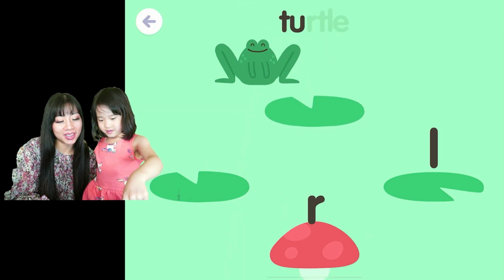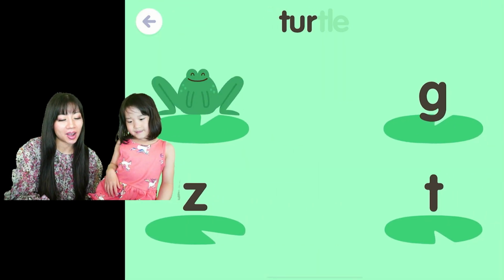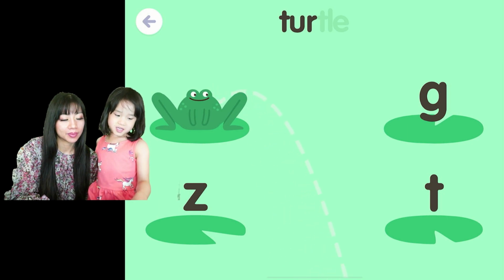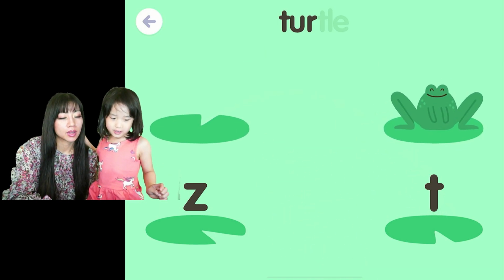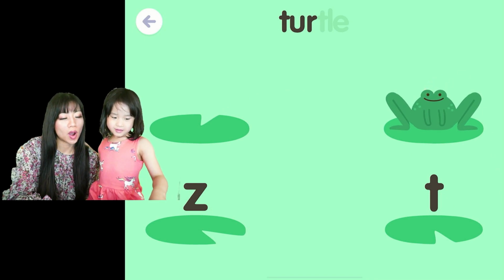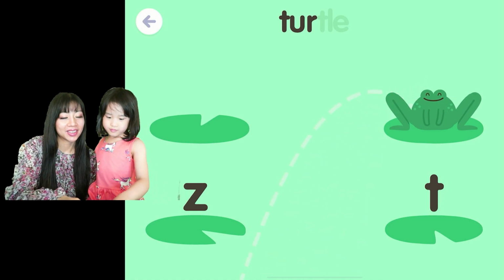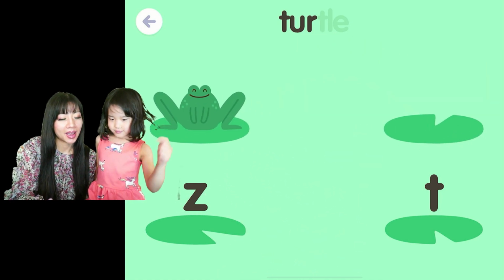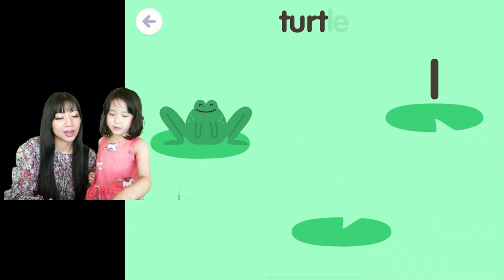You miss. Okay, let's see. Yes. Good job. Now T. I don't hear you say the letter. T. Good job, T. Look, what's this? High? Oh, wrong jump. I think you have to go back here. Yeah. T. I did this. Whoop.